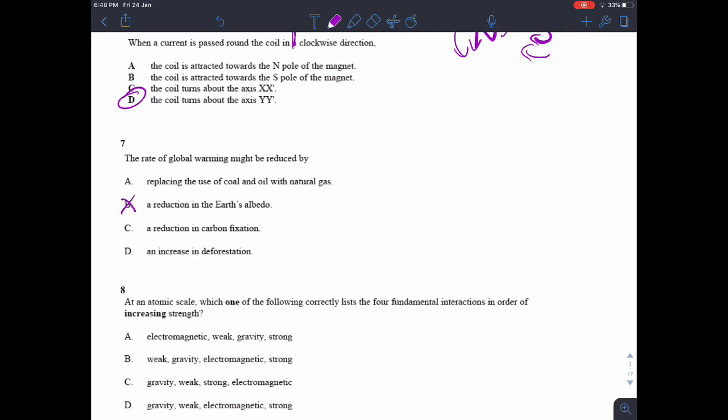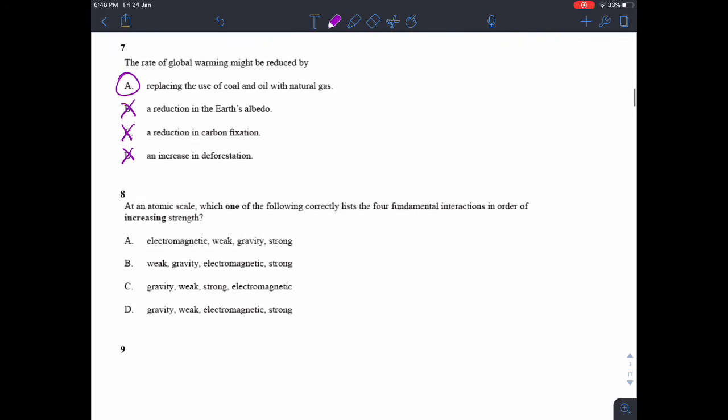Reduction in carbon fixation. Carbon fixation is like carbon capture. It's reduction of the amount of carbon in the atmosphere, so it's not that one. And an increase in deforestation. Well, if we cut more trees down, they're going to remove less carbon dioxide from the atmosphere, so it's not that one. So it must be replacing the use of coal and oil with natural gas. And natural gas is considered to be a cleaner and more environmentally friendly fuel than coal and oil.